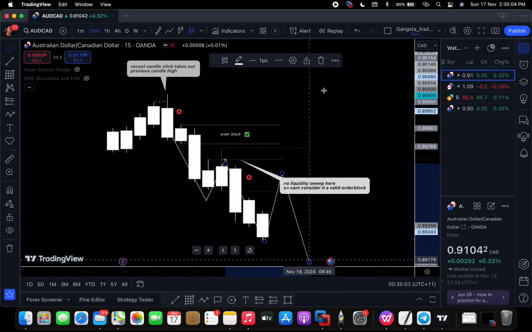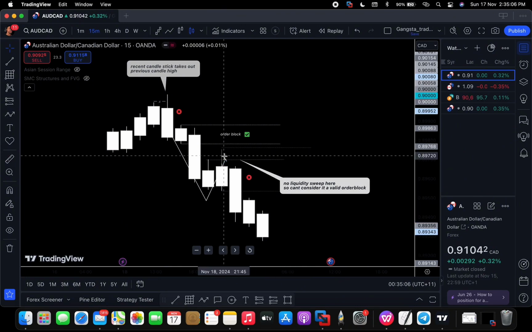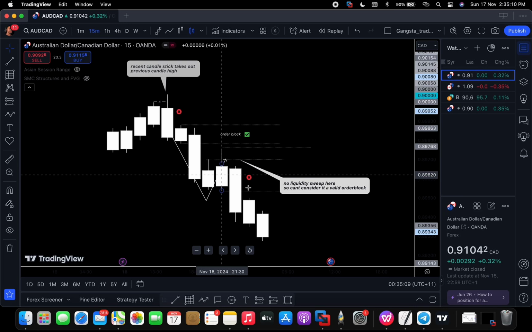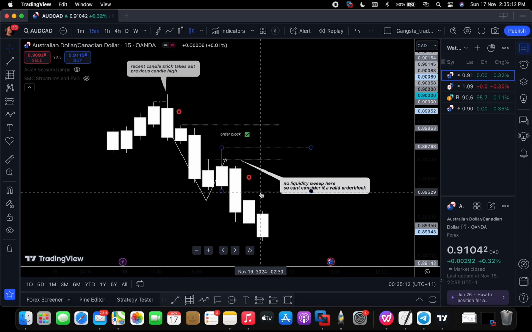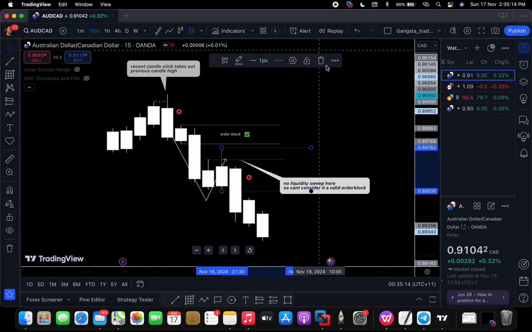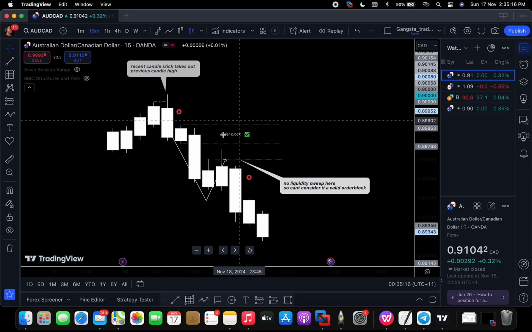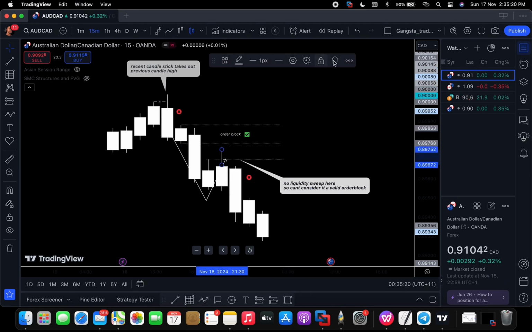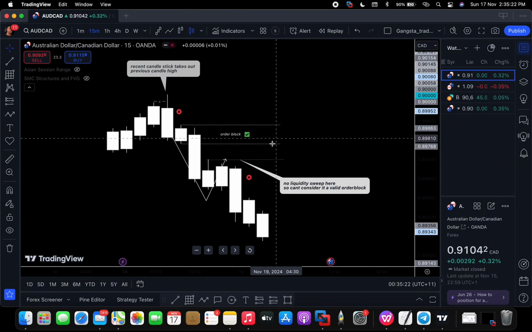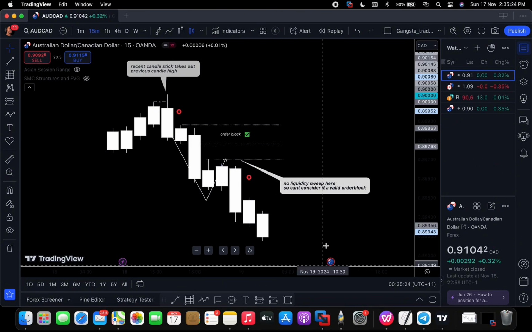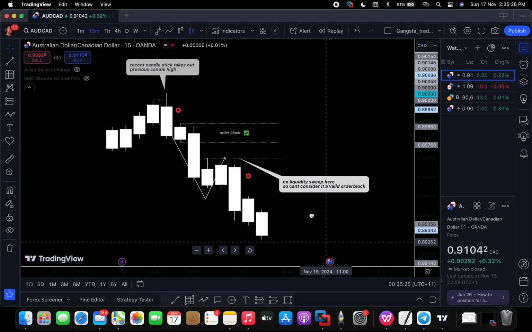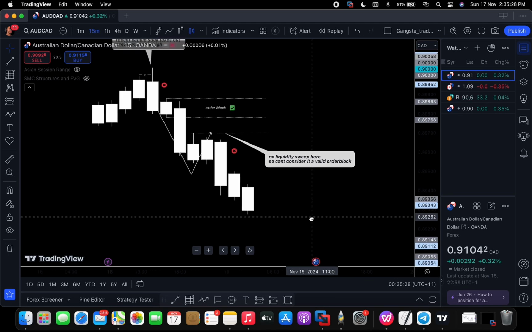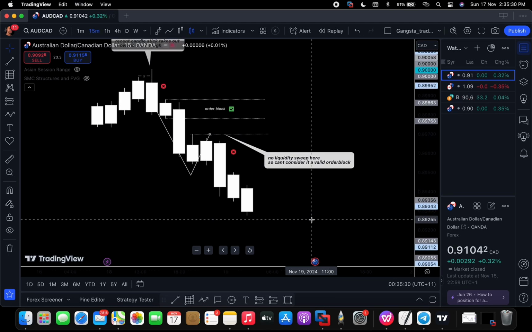But nothing like that happened, so we can't consider that to be a valid order block, right? We can't consider this to be a valid order block. So let's take this out like this. So what do we do? We move to the next candlestick where liquidity has been taken out, where liquidity has been taken out and where there's imbalance.